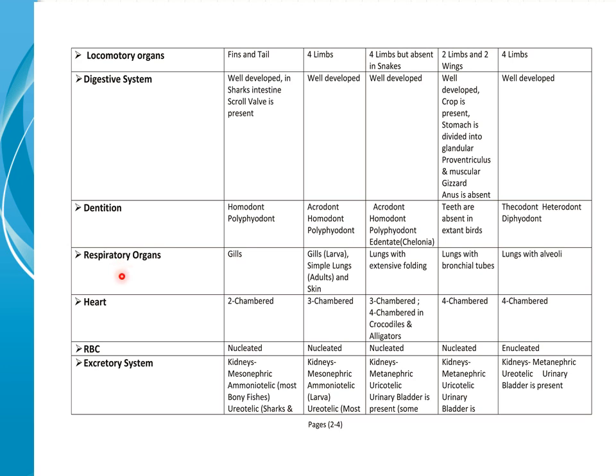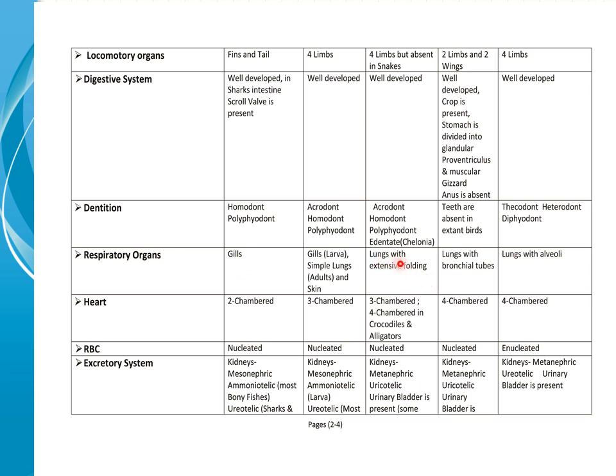The next feature is respiratory organs. So if you see the respiratory system of fishes, as they are exclusively aquatic, the respiration takes place through gills. That is, branchial respiration is the mode of respiration through gills. In case of amphibia, the larval stages are aquatic, so gills are the respiratory organs. In case of adults which are amphibious, they have simple lungs, and their skin along with buccopharyngeal cavities serves as respiratory organs.